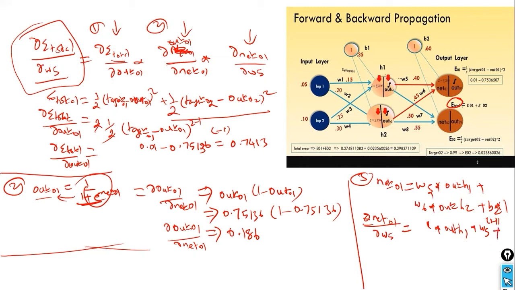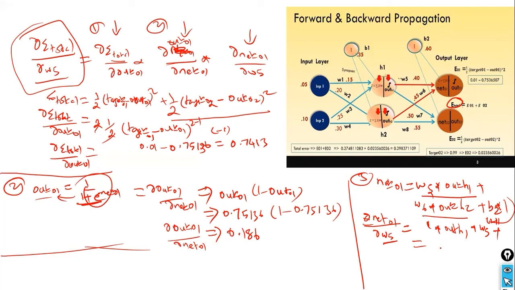And then the next parts: we don't have W5 in the W6 term, and the B2 bias into 1 becomes a constant. So these two terms get dropped because we are taking the partial derivative with respect to W5. So it will end here. W5 to the power 1 minus 1 is W5 to the power 0, and anything to the power 0 is 1. So 1 into 1 is 1 into out H1, which is nothing but out H1.